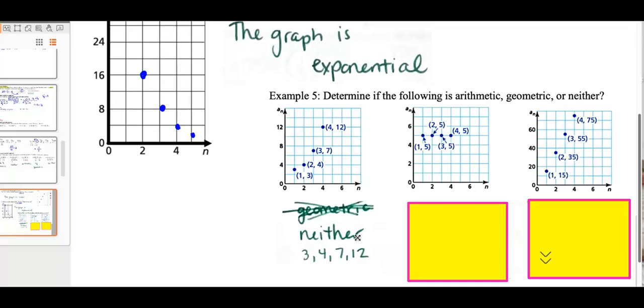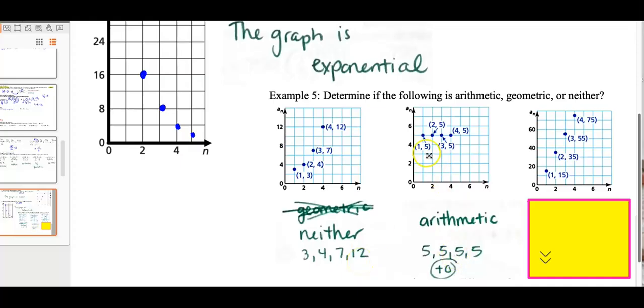All right, the first one even got me. I was like, this looks exponential. However, when you look at the numbers, 3, 4, 7, and 12, they're not multiplying by anything. So that was actually neither. This next one, it is arithmetic. So you've got 5, 5, 5, 5, which is the same as adding 0. Now, some people want to argue, well, hey, you can multiply by 1. Wouldn't that make it geometric? No, it would not. Because, again, notice this is a very linear graph. That is why it would be arithmetic and not geometric.